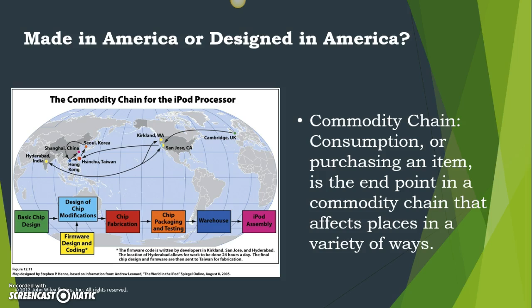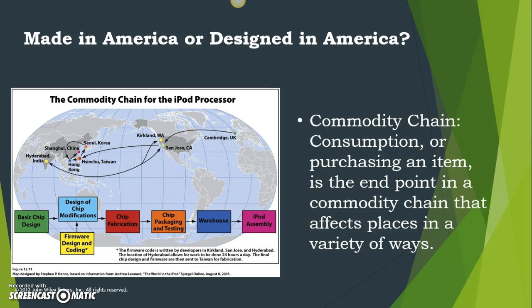Okay, so when we talk about commodity chains, right, really a commodity chain is just a series of steps a product goes through from the time it's a twinkle in its inventor's eye, as my mother would say, to the time it reaches the market and you purchase it.